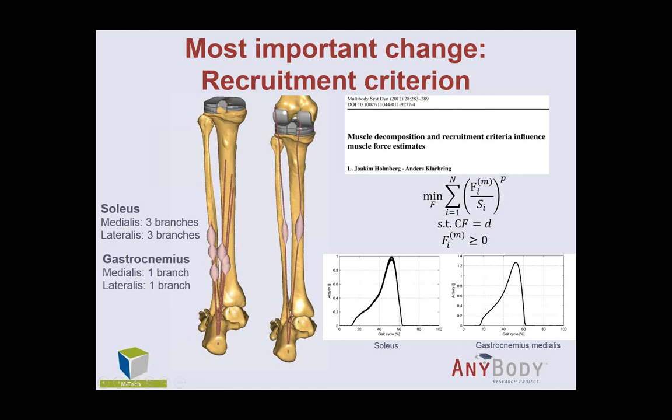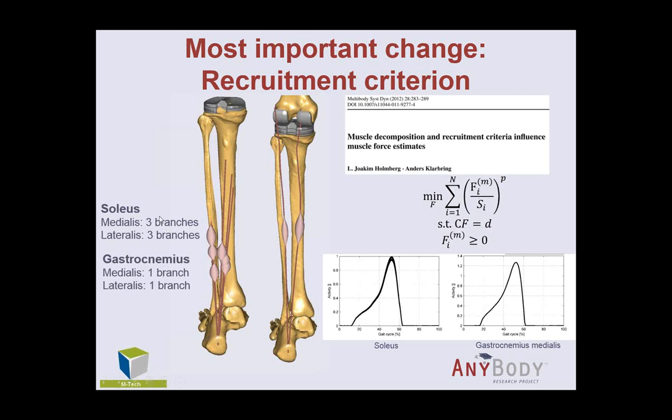So if you look at this, take 1 branch of the soleus medialis, then that is from a muscle recruitment point of view a smaller muscle than gastrocnemius. And as Joachim Holmberg and Klabring showed a few years ago, the muscle recruitment criteria that we have here, and it's actually very frequently used, are sensitive to how you discretize the muscle. The form that you have here on the right, where you have the muscle activities to some power, when the power is low, it's going to pick out the larger muscles.